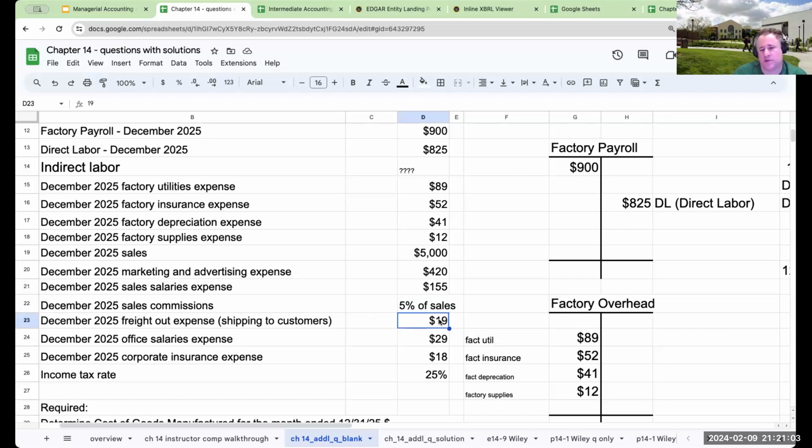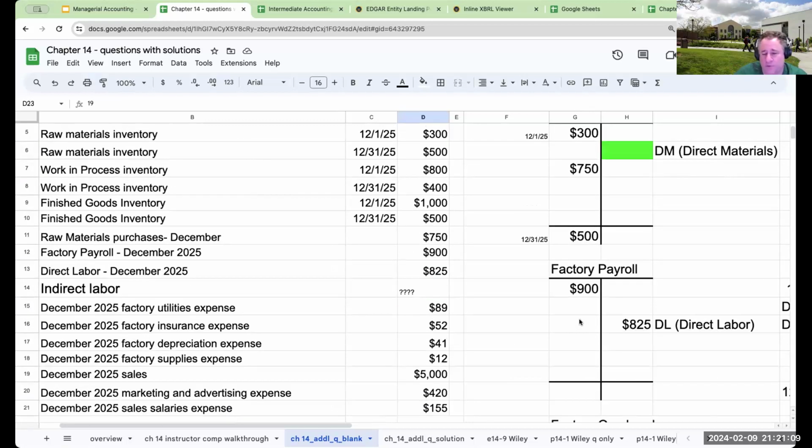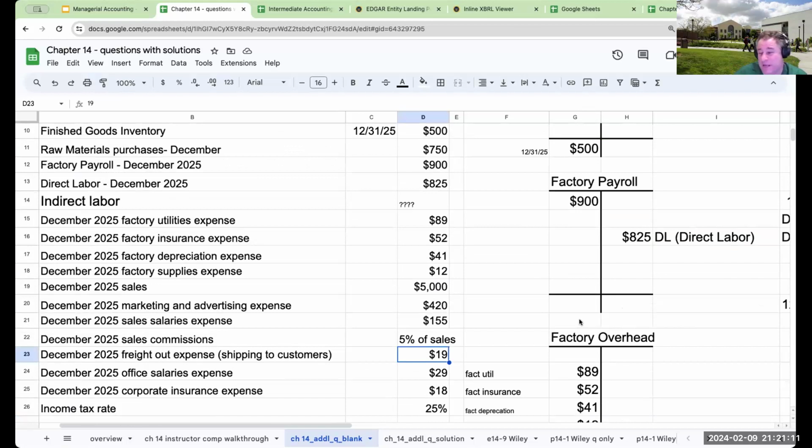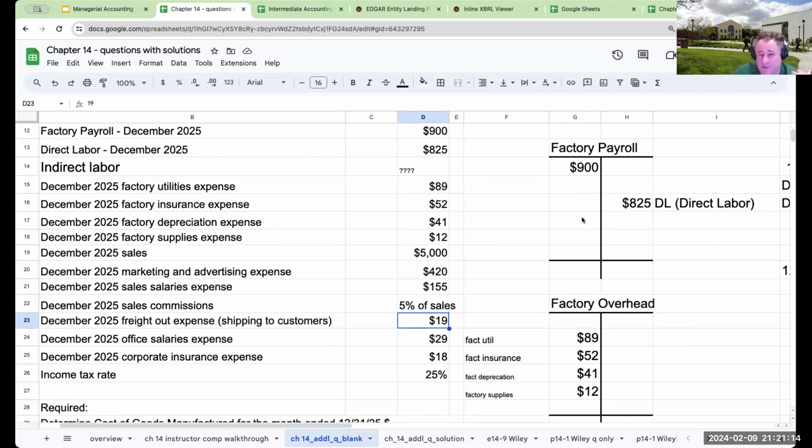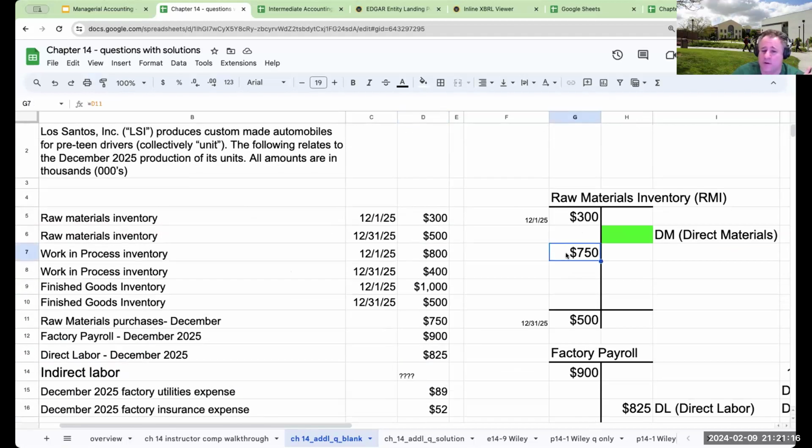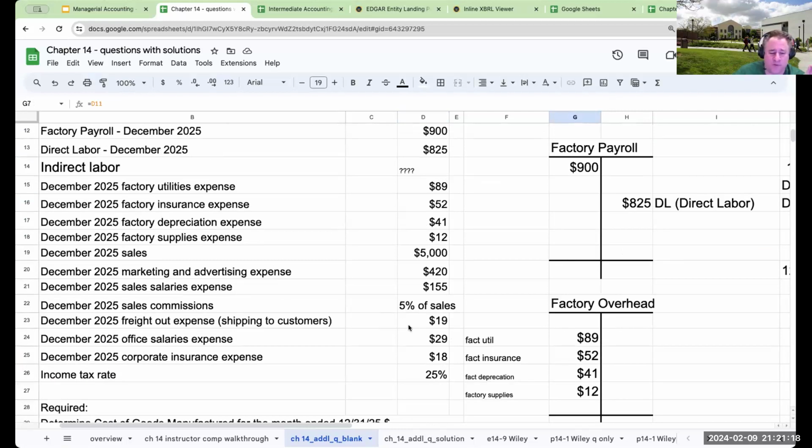Freight out expense, meaning the cost of shipping the goods to the customers. That does not go into our factory costs, right? If we were shipping inventory or raw materials to us, it would go into over here. But for our purposes here, freight out, that's a selling expense. Office salaries, corporate insurance expense, right? They don't have the word factory. So we're not going to put them into our factory overhead. Very, very important to remember.